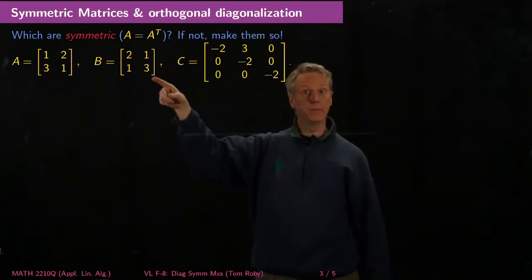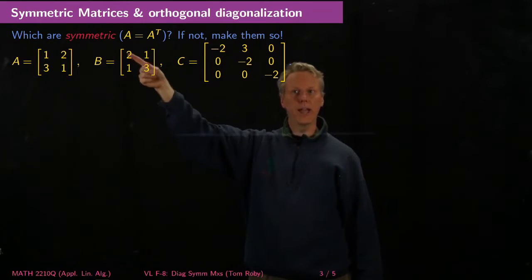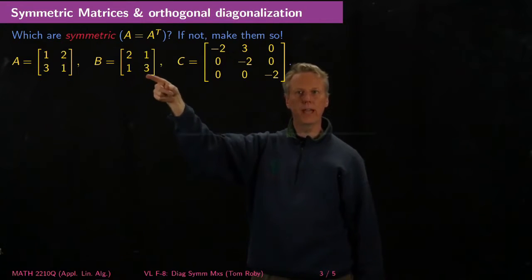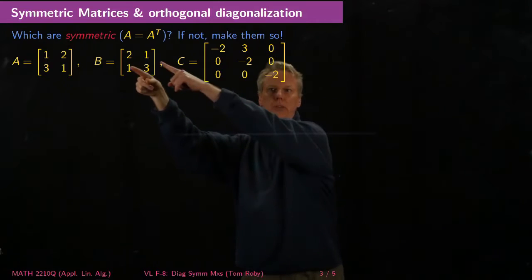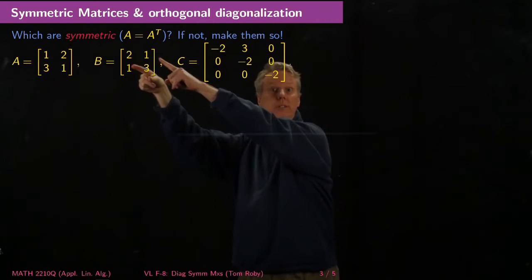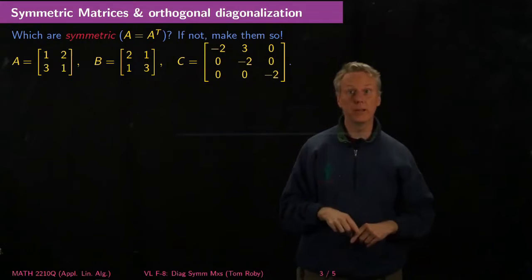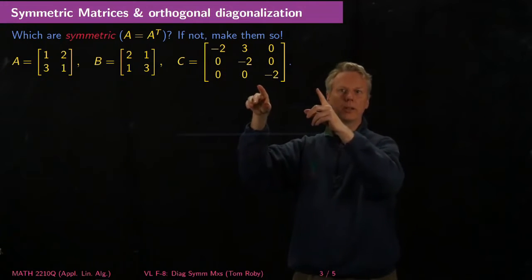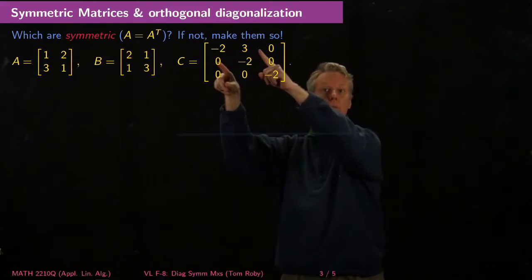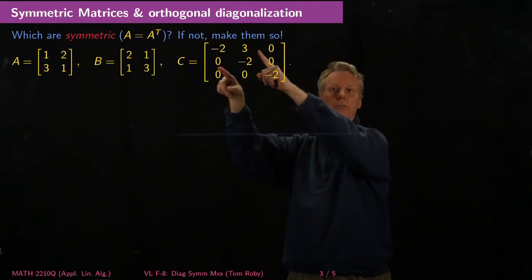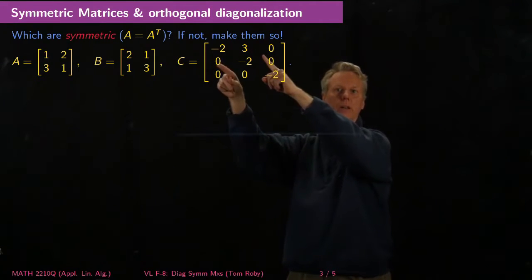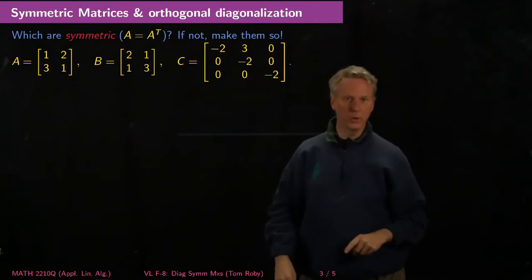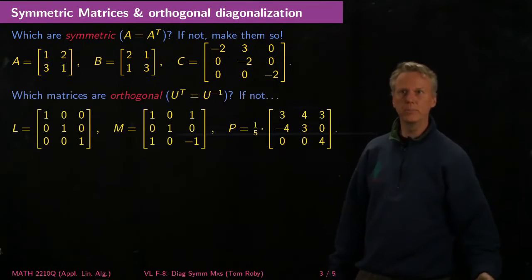How about B? Well, B, you see, the diagonal doesn't matter, right? These don't have to be the same, but the off-diagonal entries do. So this matrix is its own transpose, so that one is symmetric. And finally, if you look at this one, you can see it's almost symmetric, except that, again, the 0 and the 3 need to be the same. So I either need to make this one a 3 or this one a 0. OK. So that's what symmetric means.